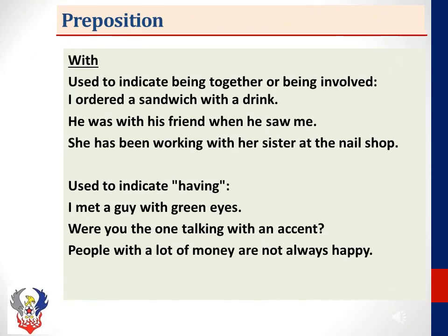With. Used to indicate being together or being involved. I ordered a sandwich with a drink. He was with his friend when he saw me. She has been working with her sister at the nail shop. Used to indicate having. I met a guy with green eyes. Were you the one talking with an accent? People with a lot of money are not always happy.